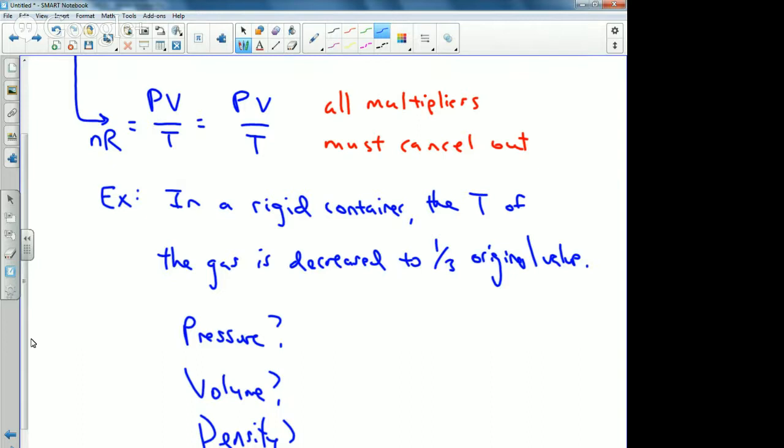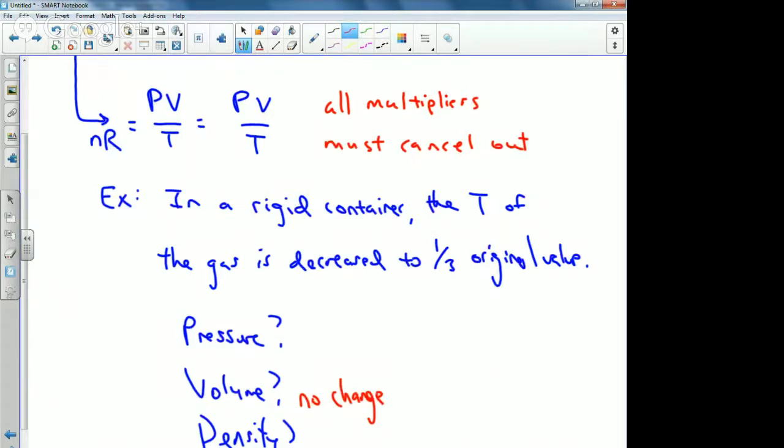Doesn't that affect how the molecules... No. Well, technically, yes, a little bit. But there's something even more basic than that. If it's a rigid container, Fatima, the volume doesn't change? The volume does not change. Okay? So in this case, volume, no change.